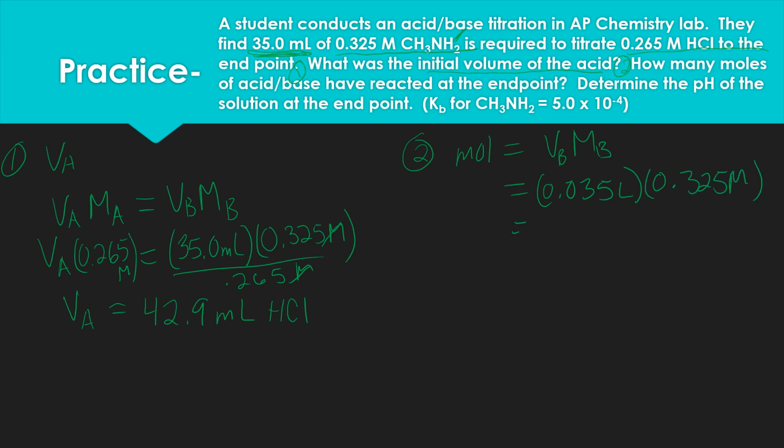So that would give us 0.035 times 0.325, and that would be equal to 0.0114 moles. And that could be moles of our acid or moles of our base, because remember, they're equal to each other at the equivalence point. So how many moles of acid and base have reacted at the endpoint or equivalence point? They should be equal. So that is our number of moles of acid or base. Okay, so now there is a third question.